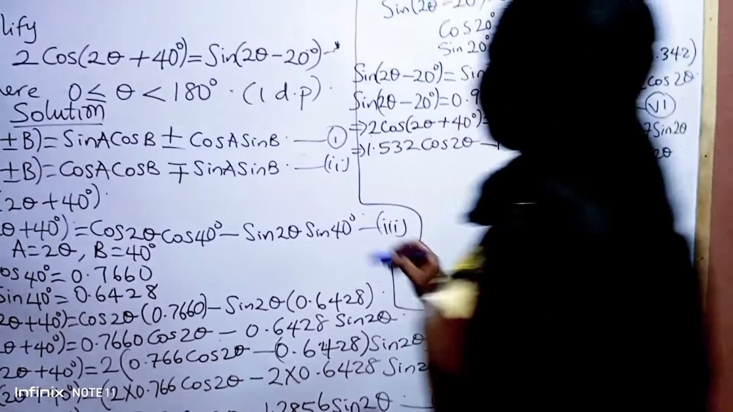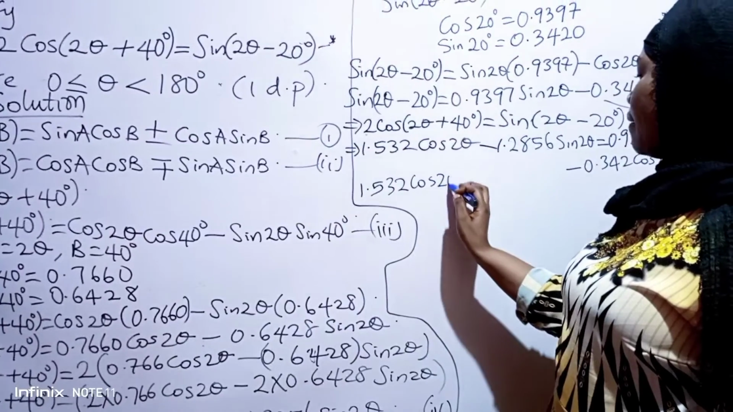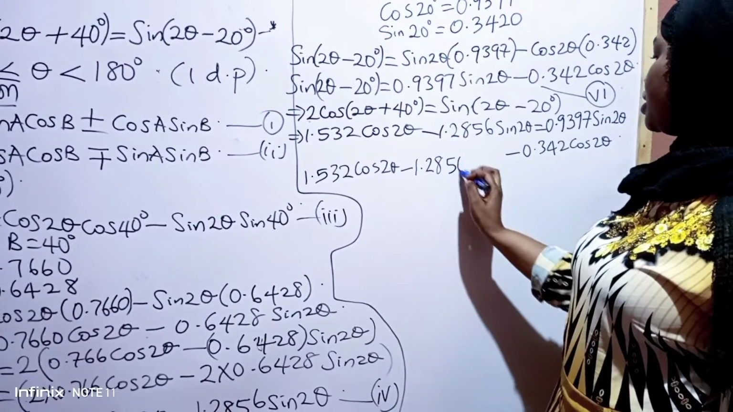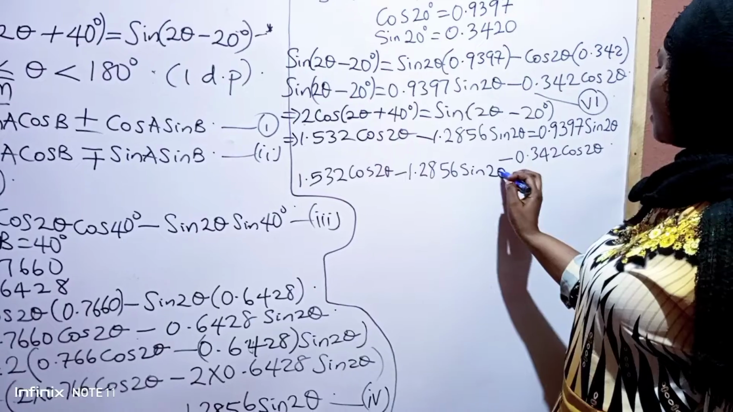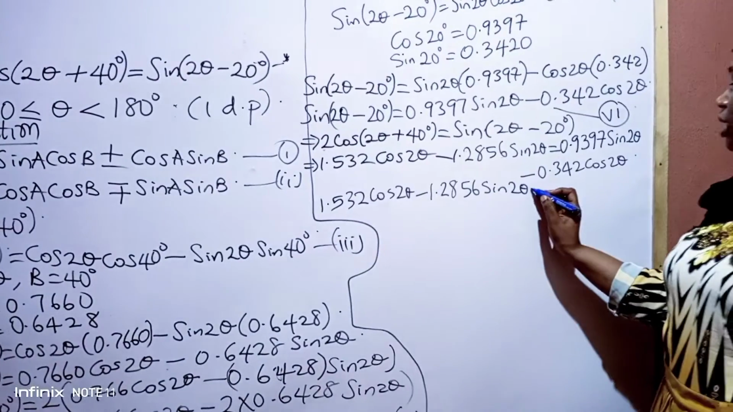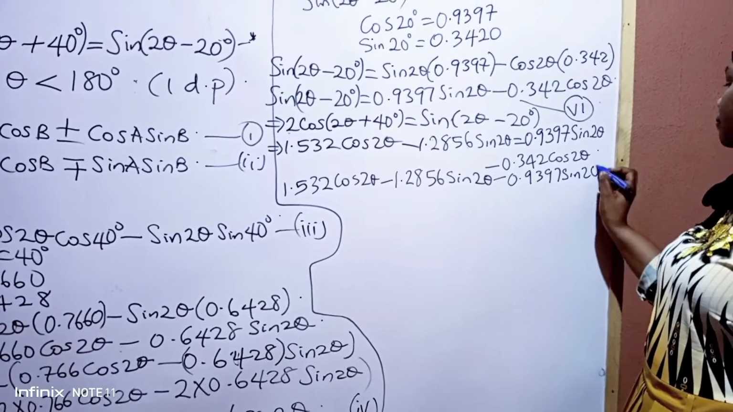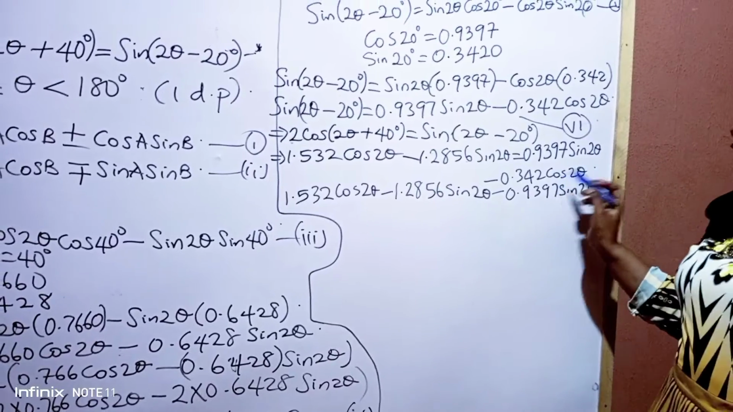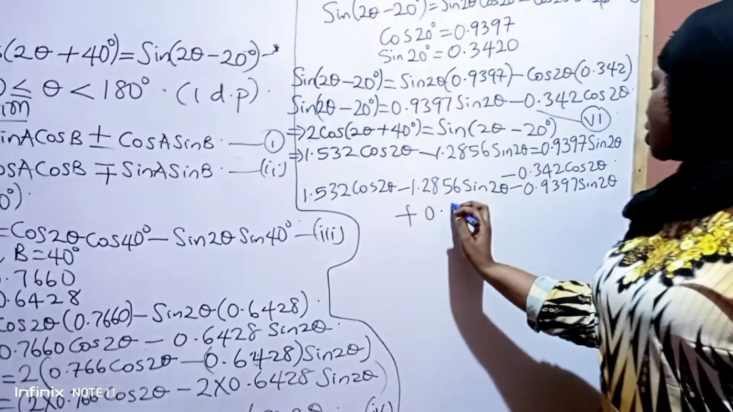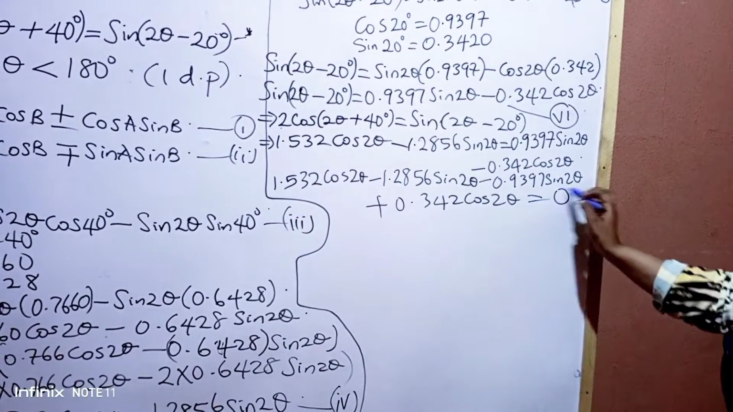So we have 1.532 cos 2 theta minus 1.2856 sine 2 theta. Then 0.9397 sine 2 theta, if it goes across, becomes minus 0.9397 sine 2 theta. The other one is minus 0.342 cos 2 theta; if it goes across, it becomes plus 0.342 cos 2 theta. Everything is equal to zero.